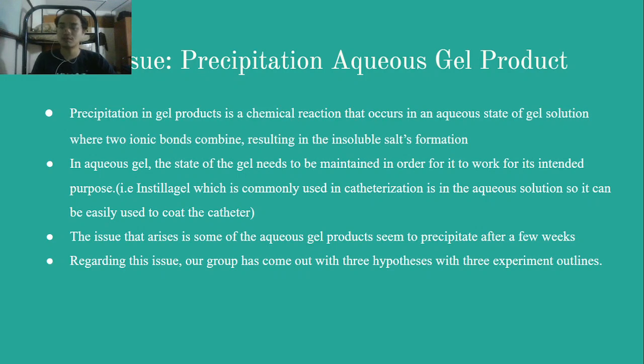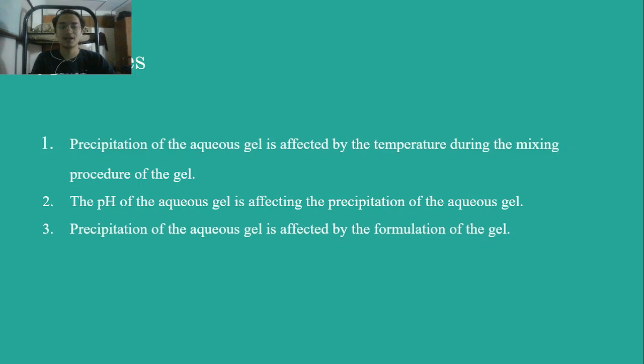The issue that arises is some of the aqueous gel products seem to precipitate after a few weeks. Regarding this issue, our group has come up with three hypotheses with three experiment outlines. The first hypothesis is precipitation of the aqueous gel is affected by the temperature during the mixing procedure of the gel. The second hypothesis is the pH of the aqueous gel is affecting the precipitation of the aqueous gel. And lastly, precipitation of the aqueous gel is affected by the formulation of the gel. So we will proceed to the experiment outlines.